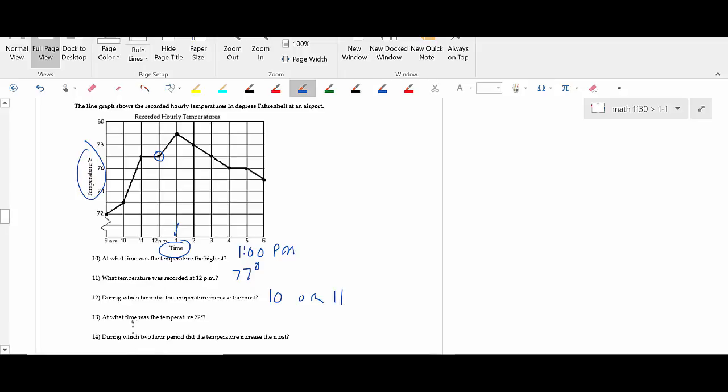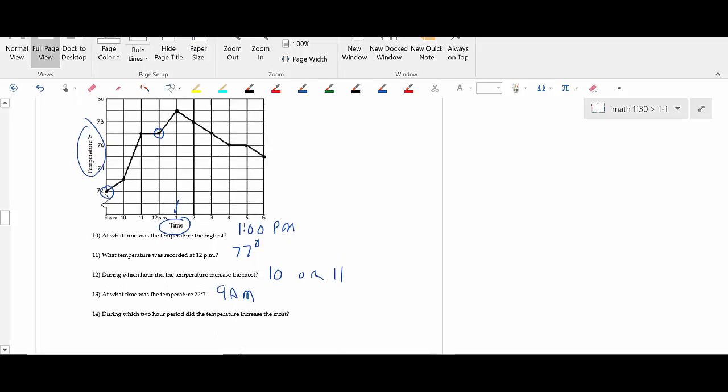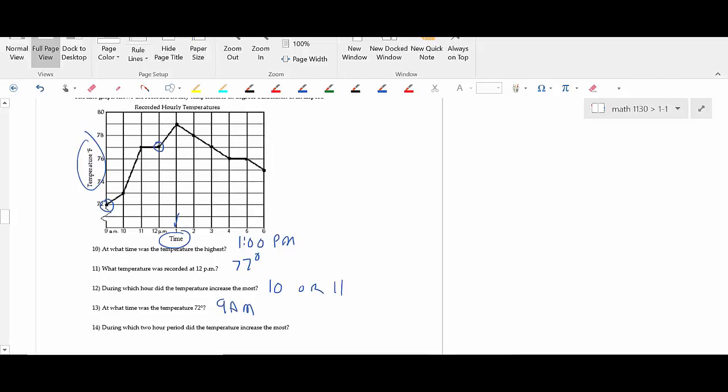Okay, all right. Now, at what time was the temperature 72 degrees? That was at 9 a.m. And then the next question, during which 2-hour period did the temperature increase the most? So you have to find a 2-hour period where it jumped the most. Where does that happen? Yeah, 9 to 11 right there. Okay, so you got that.